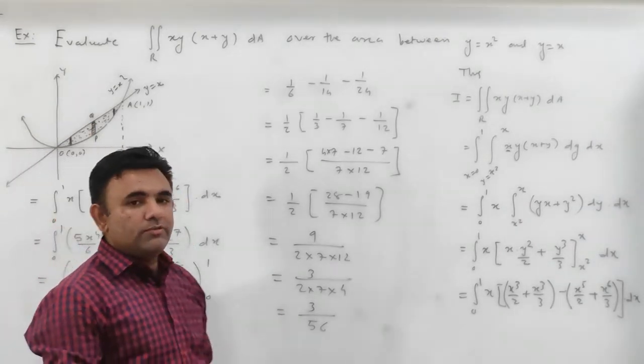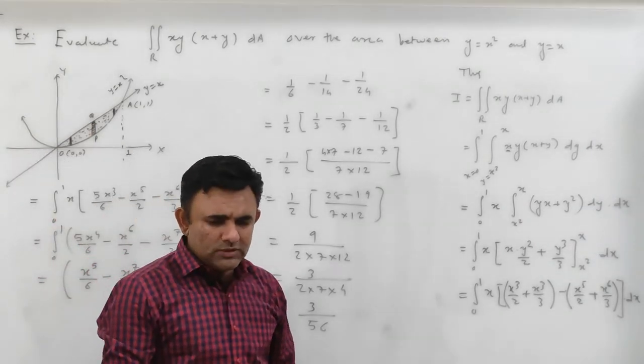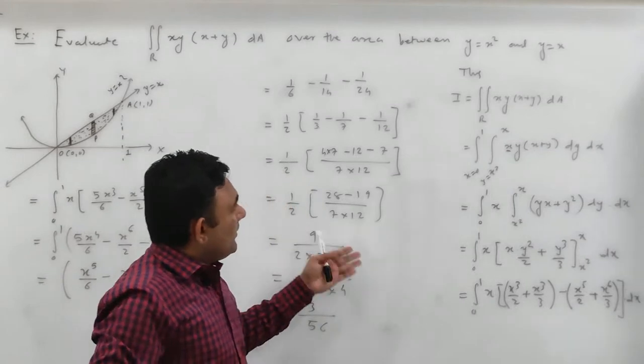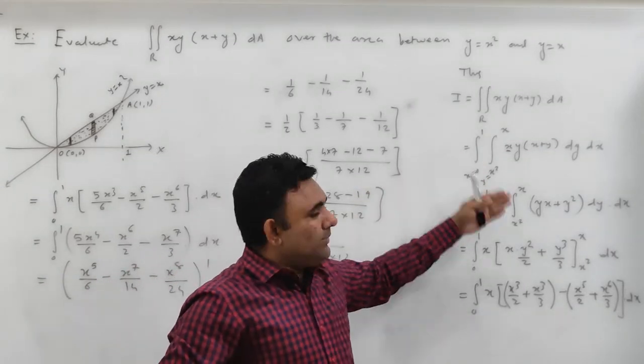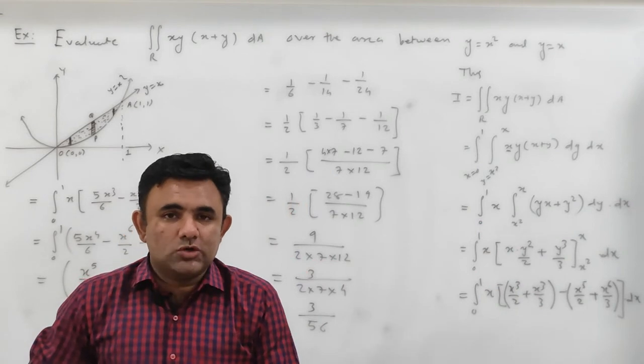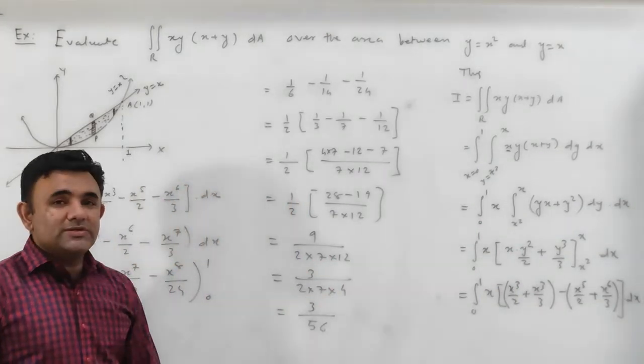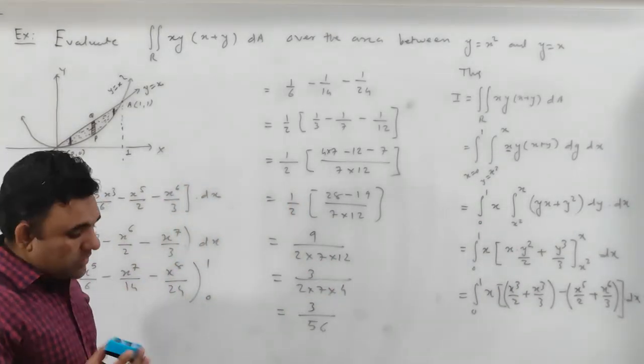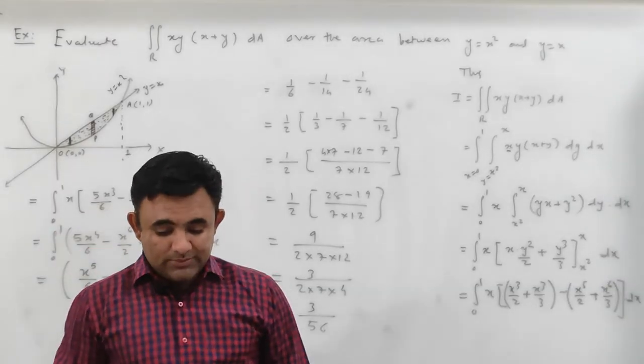So the limits of variable y will be in terms of x. You just set the limits and first integrate with respect to y, keeping x as constant. So we have this 3 by 56. This is my final answer. So now let us consider one more example.